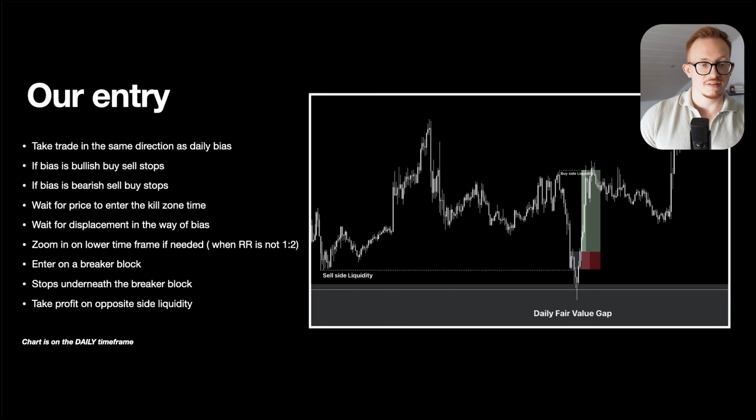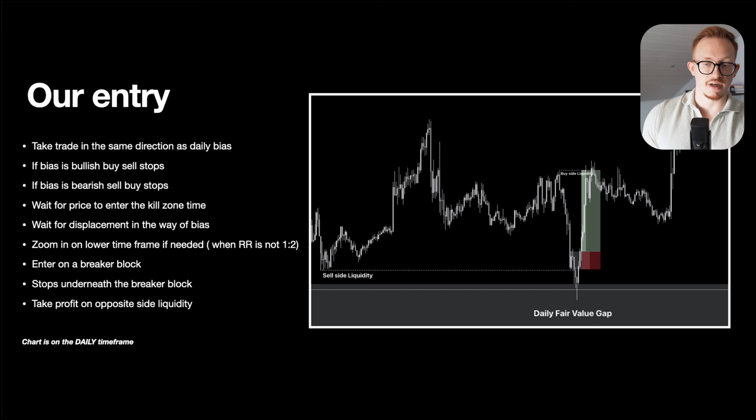So we're going to take the trade in the same direction as our daily bias. Of course, in this example, this is the same example that I said you to remember. So you can see there's a daily fair value gap, that gray highlighted area. We want to take it in the same direction of our daily bias that was bullish. So if the bias is bullish, you buy sell stops, and if the bias is bearish, you sell buy stops.